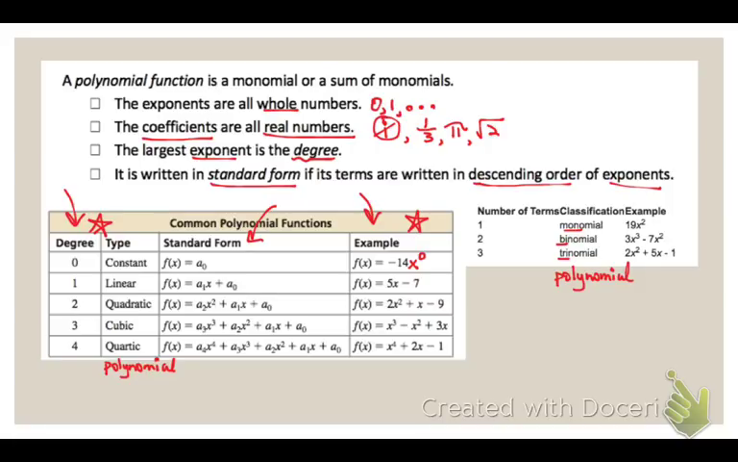Coming back to the types, there are other names for degree 5, degree 6, but we just don't work with those a lot, so we're not going to give those specific names, so we're just going to refer in general to them if they come up every now and then as a polynomial.